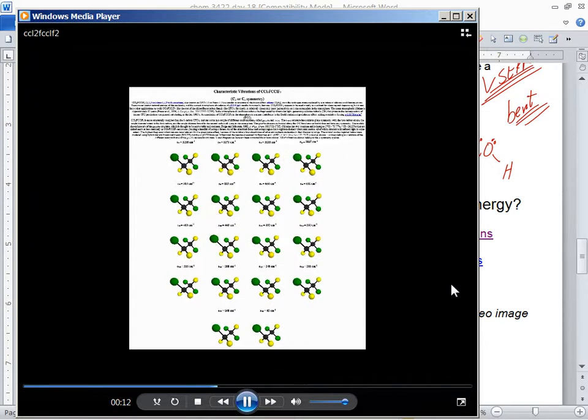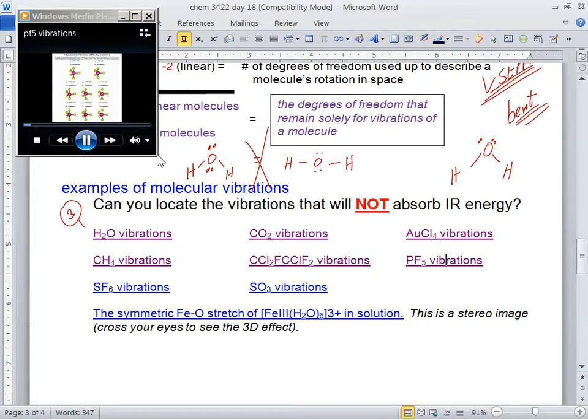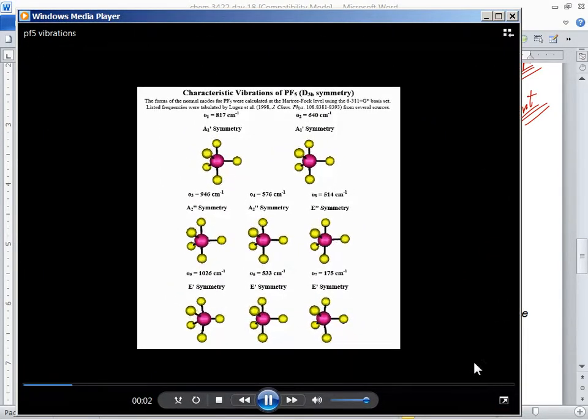Can you pick out an IR inactive vibration? And all this? Oh man, you can't even see them move. All right, I don't think that's going to be very helpful. You can't really see anything move there. Yeah. See, there's kind of a hint.